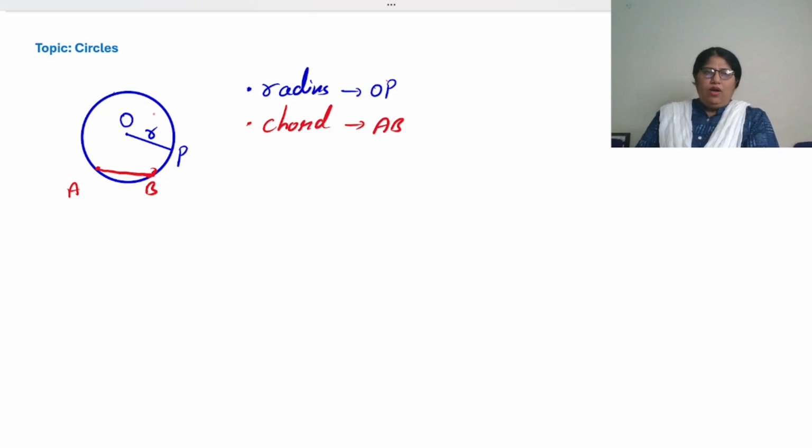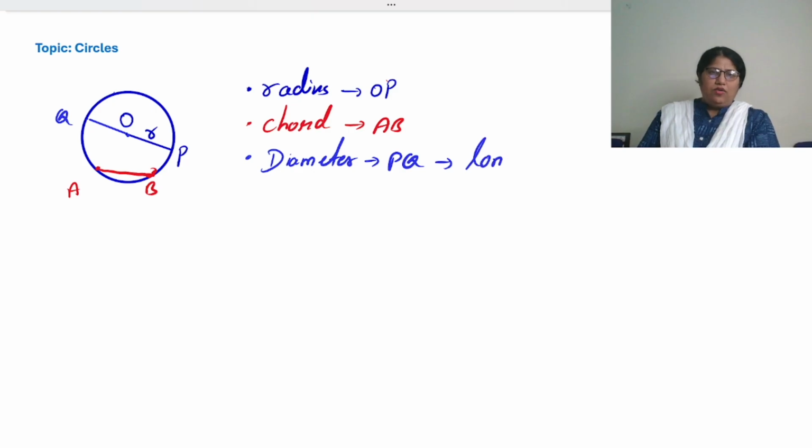Similarly, the longest chord: if I extend OP to the other side of the circle, it will form a diameter, right? So for the diameter you are taking 2 points on the circle, P and Q. So PQ is a diameter, which is known as the longest chord. All these basics you have learned in your lower grades also. This is the longest chord.